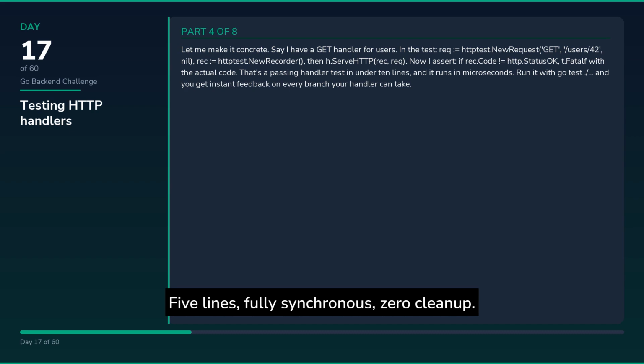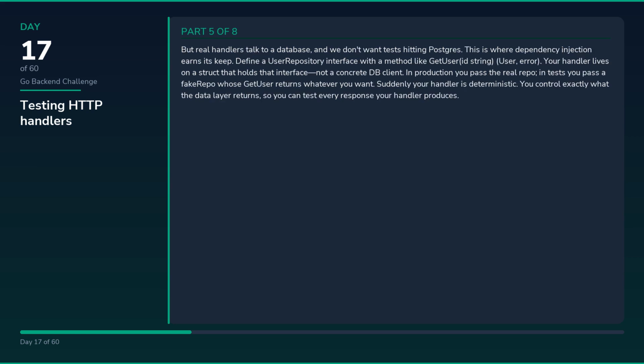Let me make it concrete. Say I have a GET handler for users. In the test, req := httptest.NewRequest(GET, "/users/42", nil), rec := httptest.NewRecorder(), then h.ServeHTTP(rec, req). Now I assert: if rec.Code != http.StatusOK, t.Fatalf with the actual code. That's a passing handler test in under 10 lines, and it runs in microseconds. Run it with go test ./..., and you get instant feedback on every branch your handler can take.